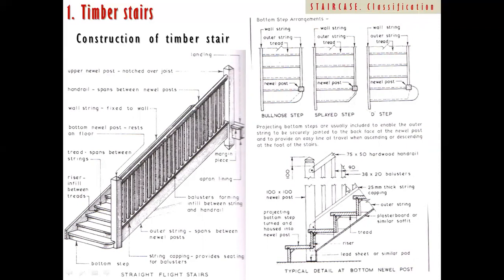This is called the balusters, this is called a stringer, this is tread, this is riser, these are the blocks, and these are the balusters, okay. These are the sizes, 30 to 38 into 20 mm balusters, okay. And then the gap in between will be 90 mm. Now this is a view. Now things will be clear.